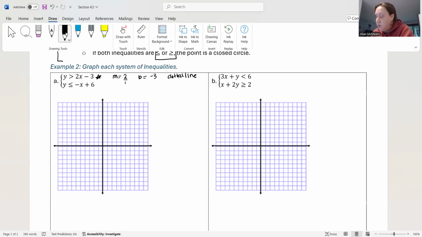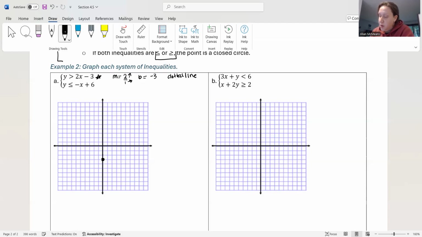So let's go ahead and graph this one in black. I want to plot my y-intercept, which is negative 3. From there, I need to apply my slope. And remember, we can apply a slope in two different directions. Since my slope initially is positive, I will go up 1 and to the right 2.